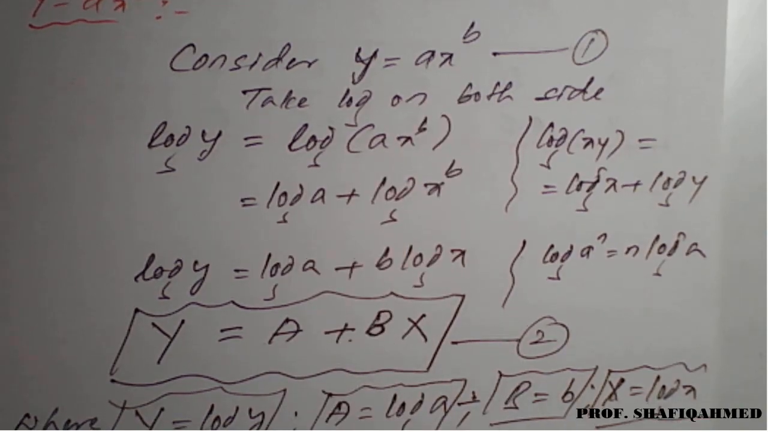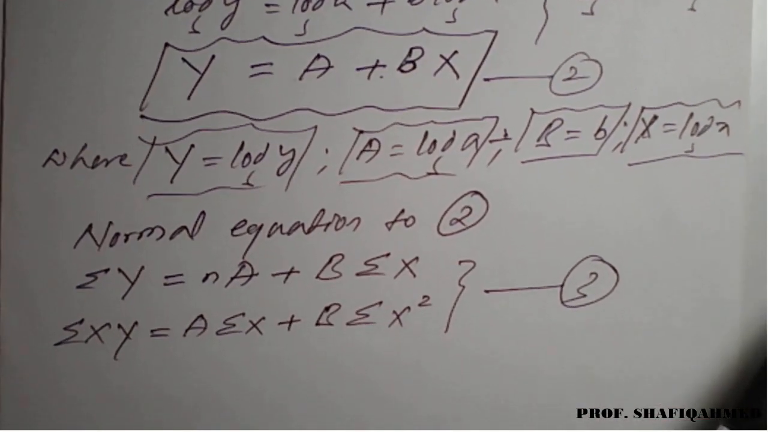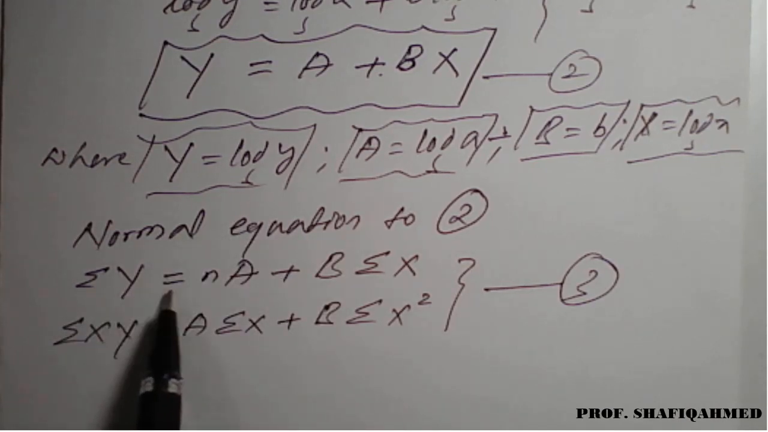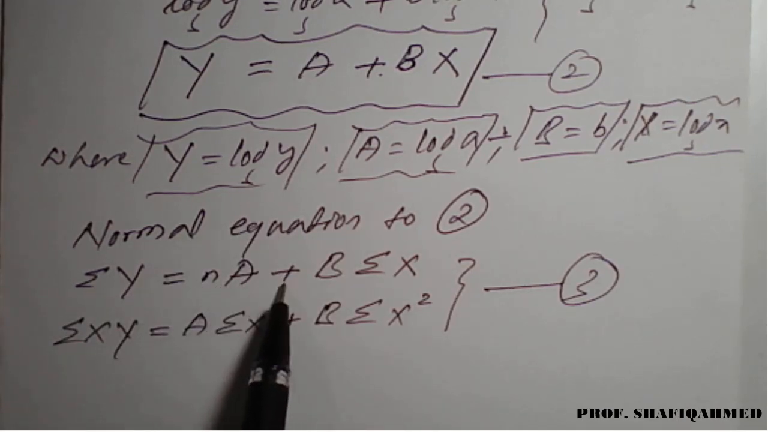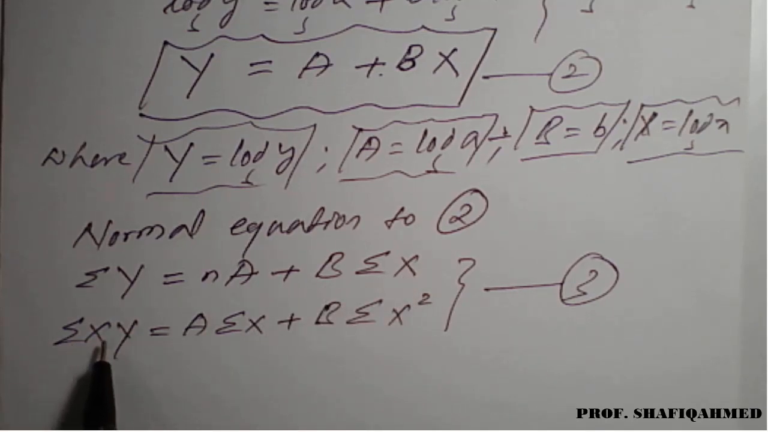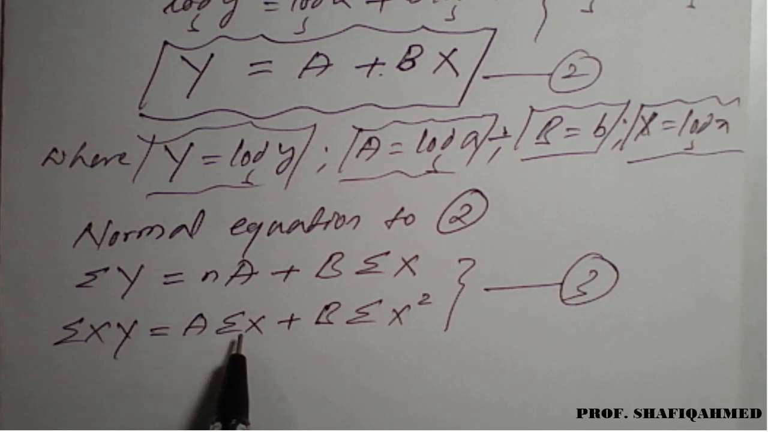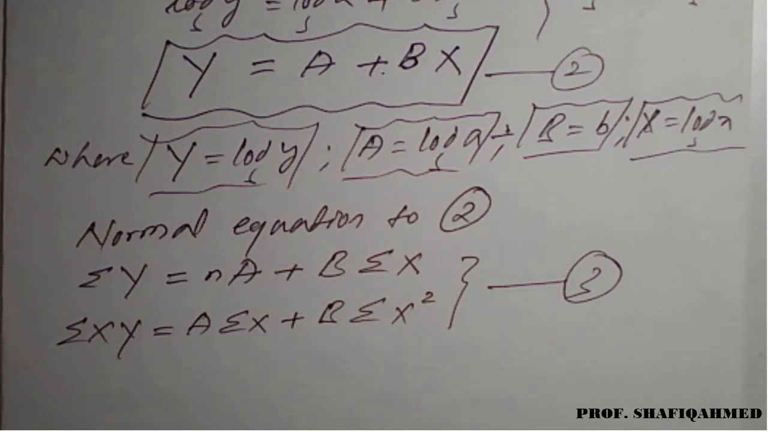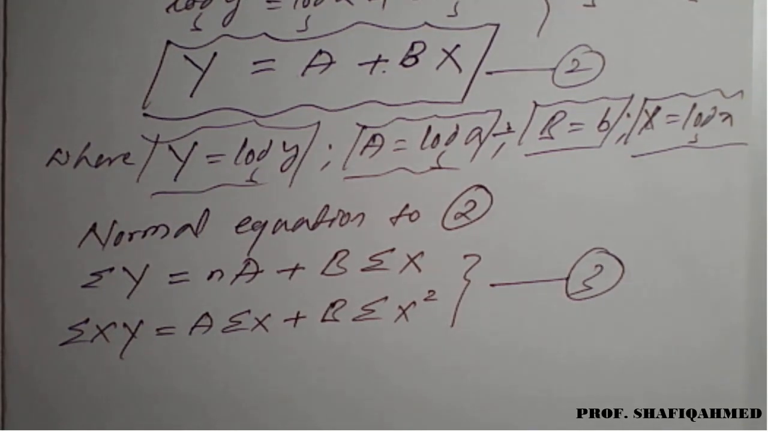The actual curve is modified to equation 2, and we have taken the normal equation for equation 2 as summation of capital Y is equal to n into a plus b into summation of x, and summation xy is equal to a into summation of capital X plus b into summation of capital X square. So with the help of this we are going to simplify here. Just remember, again the same procedure we need to follow.